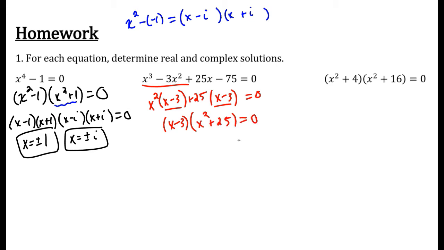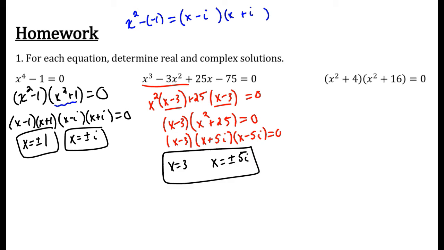And before today, we would say that can't be factored. But we now say, wait, that's the sum of perfect squares. We can factor that as x plus 5i and x minus 5i. It's basically the difference of perfect squares, except there's a complex number. There's that imaginary unit involved. So my solutions are, I have a real solution of x equals 3, and then I have two complex solutions of negative 5i and positive 5i, so plus or minus 5i. Those are my three solutions to that equation.